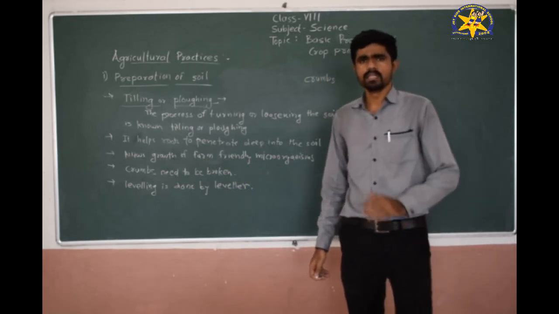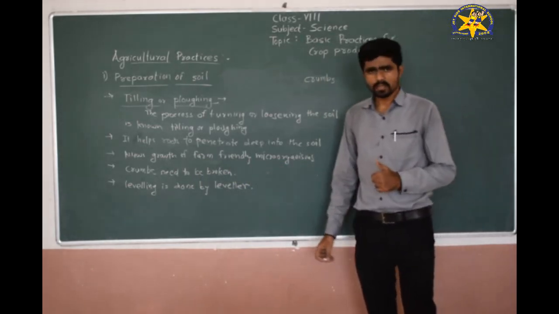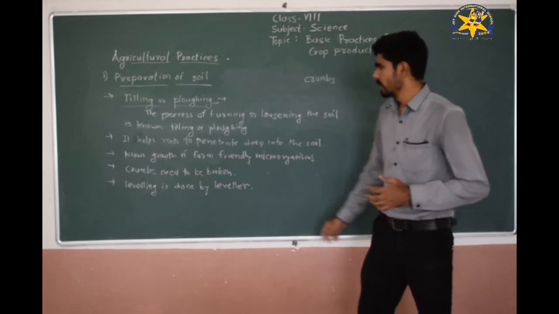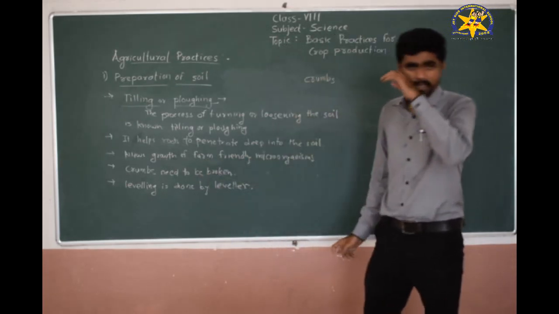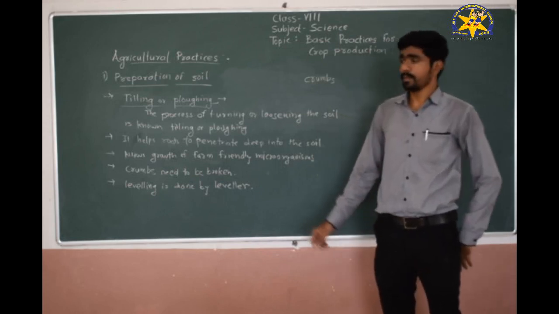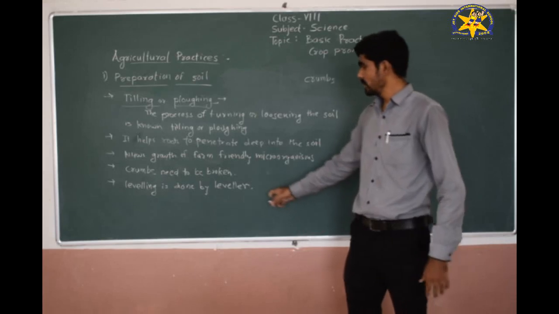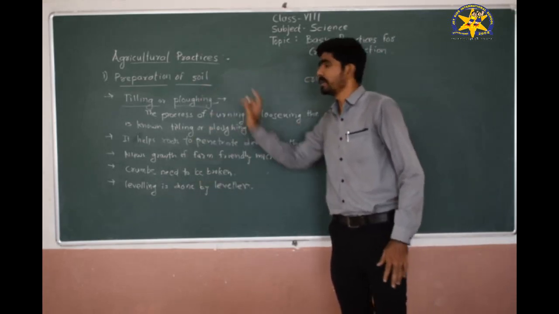If earthworms are there, then they will ensure that nutrients are being produced. Humus is being decomposed. Then crumbs need to be broken. Breaking of crumbs is also an important step in the preparation of soil, as well as leveling. Leveling the soil is also done in the process of preparation of soil.